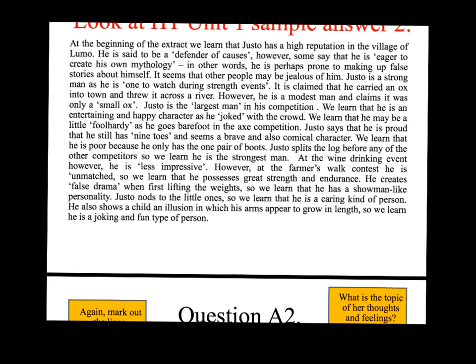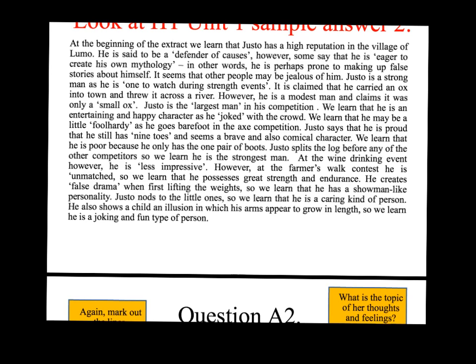He creates false drama when first lifting the weights, so we learn that he has a showman-like personality. Justo nods to the little ones, so we learn that he is a caring kind of person. He also shows the child an illusion in which his arms appear to grow in length, so we learn he's a joking and fun type of person.